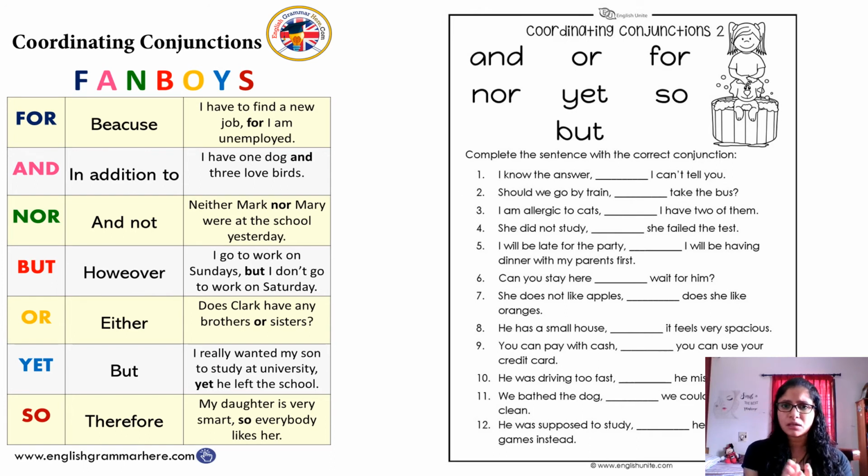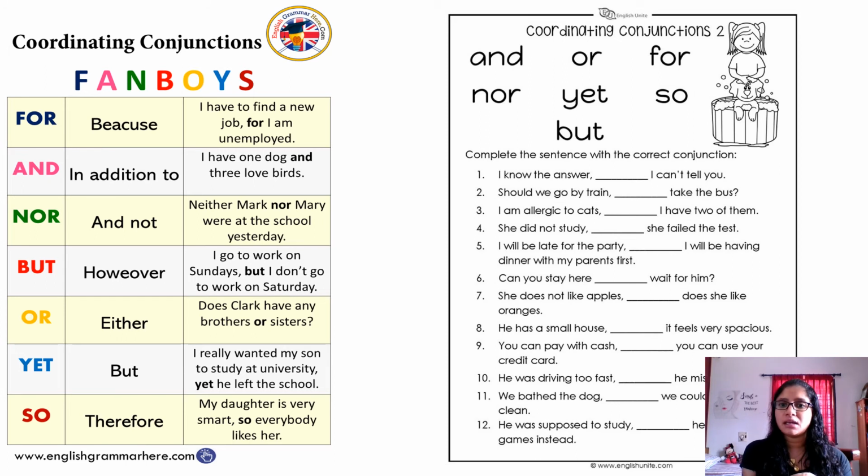Okay. Now here is an exercise for you so that you can practice the conjunctions. So remember FANBOYS and apply those conjunctions in the blanks here. You just have to write the question number and the answer. So I'll read it out for you. I know the answer. I can't tell you. Should we go by train? Take the bus. I am allergic to cats. I have two of them. Here the writer is telling that he is allergic to cats. He has cats. Okay. So you have to understand the meaning of the question to apply the conjunctions.